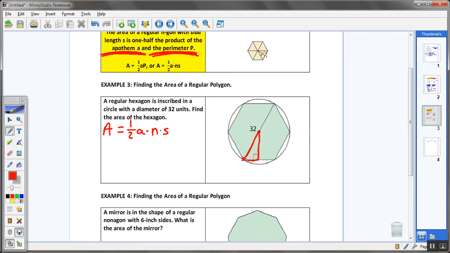Okay, so this would be how much right here? 16. You guys agree that this is my apothem A right here? Okay, couple things, kids. Let's talk about central angles in this thing. We know that this is 90 down here.